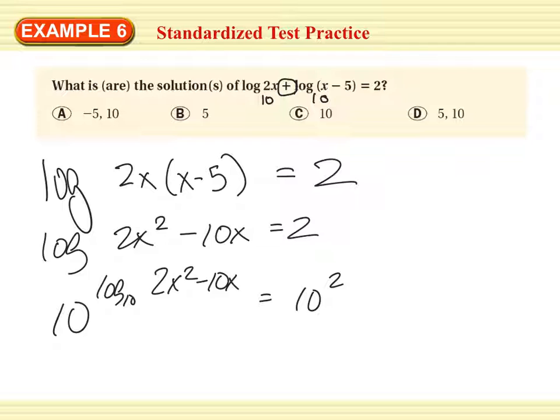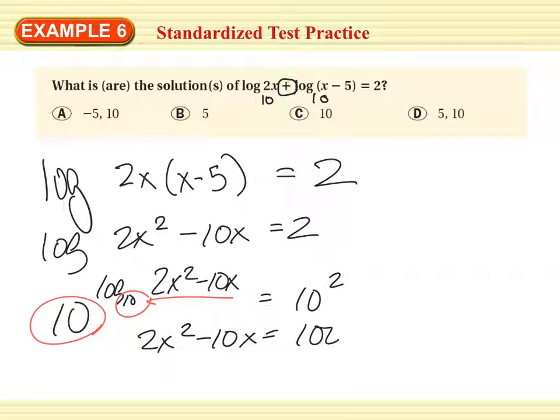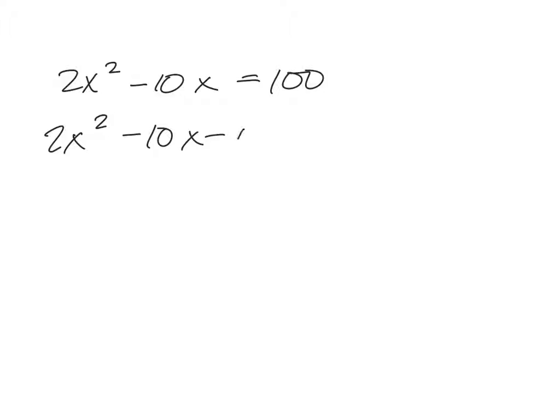Now we just said when these match, this comes down. So I get 2x squared minus 10x equals 10 squared, which is 100. Okay, now I'm going to use a new page and move on. And this is what I'm going to write down. So 2x squared minus 10x equals 100 is where we are. Bring 100 to the left by subtracting it from both sides.